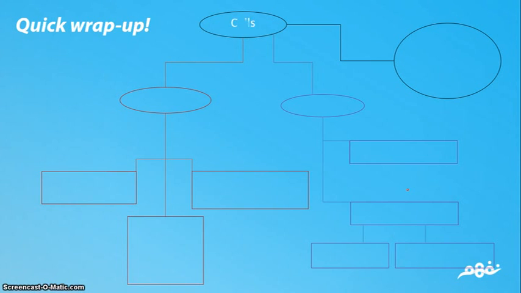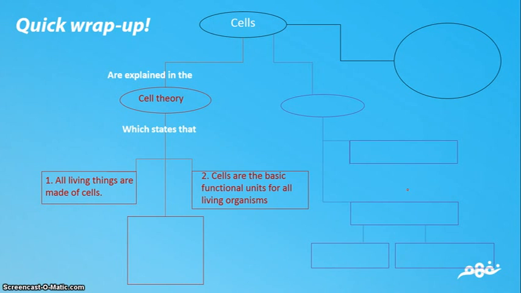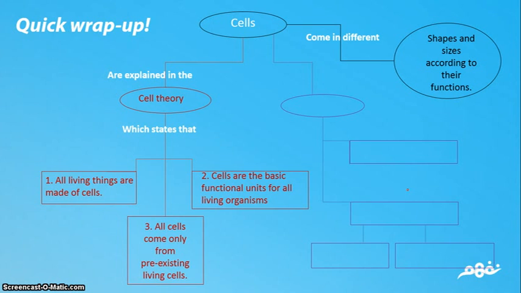What we have learned today, we have learned about cells. Cells are explained in the famous cell theory, which is made of 3 points that we have learned earlier. All living things are made of cells. Cells are basic functional units for all living organisms. The third one, all cells come only from pre-existing living cells. No cell appears randomly. Another important point is that cells have different jobs, so they look different. They have different shapes and sizes.